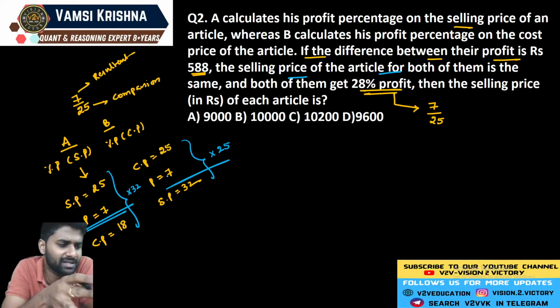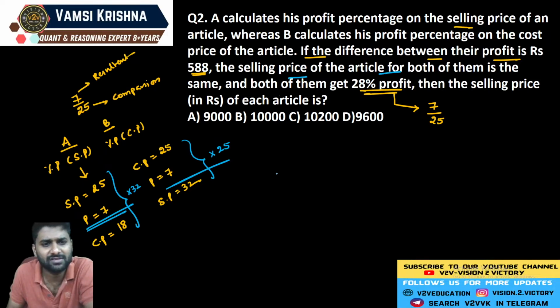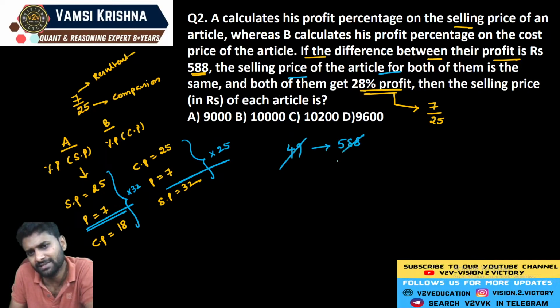Now if you observe the calculation, 7 is the common number. Here the difference between 32 and 25 is also 7. Now the total number of units is exactly equal to 49. Now 49 units is equal to 588. Now exactly it is 12 times. Now each unit is equal to 12 rupees.